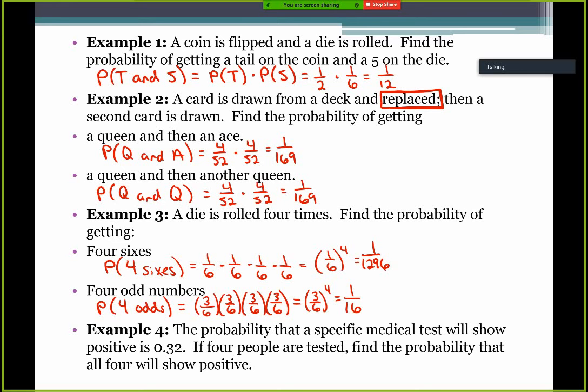So now number 4 looks a little bit different. If you're kind of sitting and waiting on number 4, we have the probability that a specific medical test will show positive is 0.32. If 4 people are tested, find the probability that all 4 will show positive. So the probability of 4 positive, or if you put a 4 plus, that's fine too.